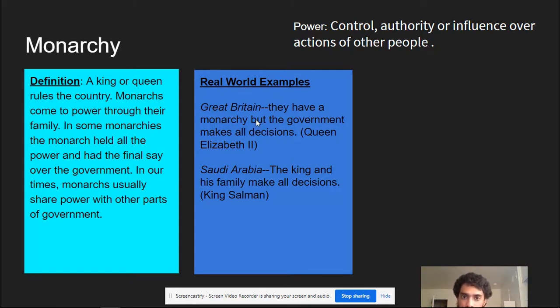Real world examples are Great Britain. They have a monarchy, but the government makes all the decisions. They have Queen Elizabeth II. In Saudi Arabia, the king and his family make all the decisions. And they have King Salman. So two different types of monarchies.